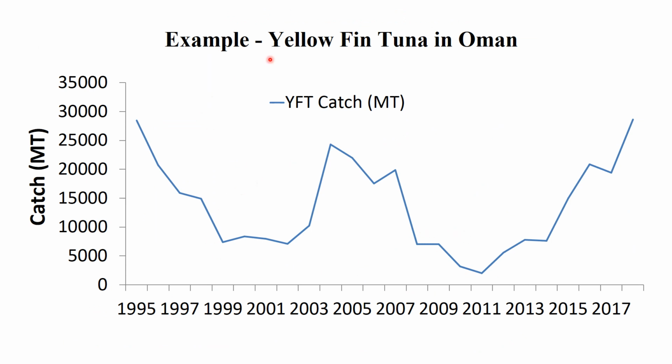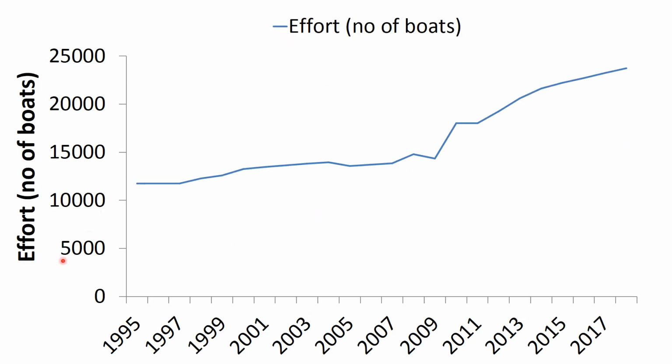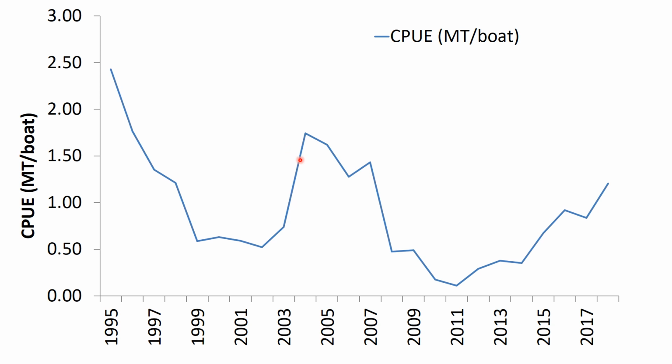And here I put an example of the stock of yellowfin tuna in Oman. Here we have the catch data from 1995 to 2018, and the catch of yellowfin tuna is fluctuating. It's not constant or increasing. If we look at the effort from 1995 to 2018, the effort is increasing, the number of boats is increasing throughout the time. And the CPUE, catch per unit effort, is also fluctuating. It is not increasing or decreasing. It is a little bit decreasing, but it's not increasing. So this is the CPUE.